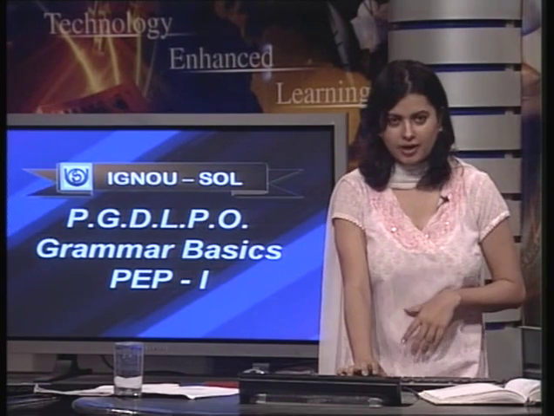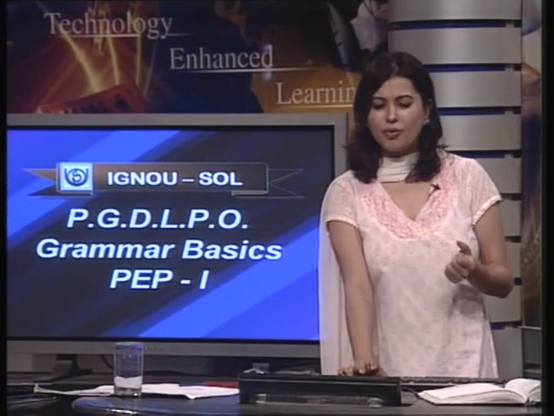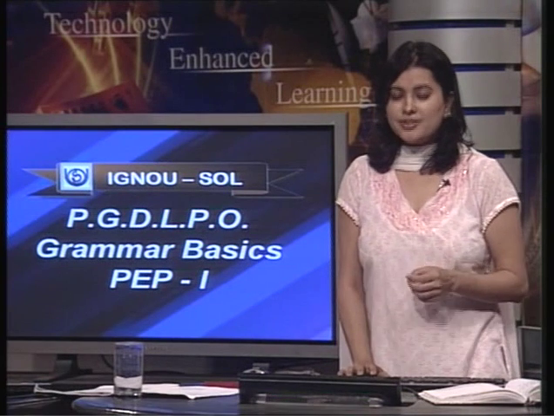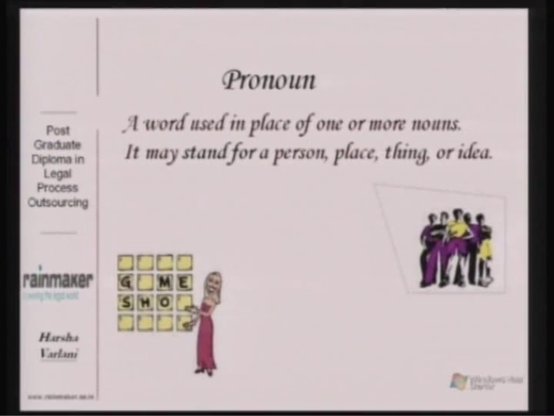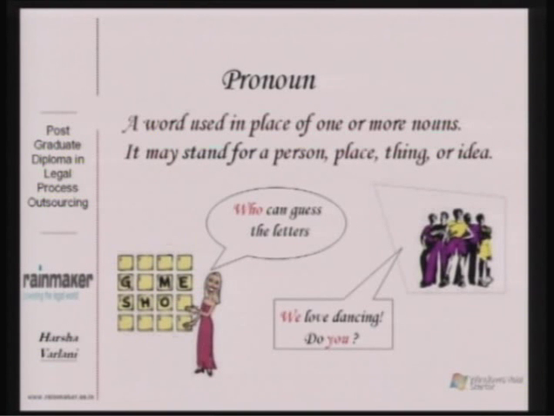When we come to pronouns, what exactly is a pronoun? A word used in place of one or more nouns. It may stand for a person, place, thing or an idea, because we are replacing a noun by a pronoun. That is why it is called a pronoun, replaces a noun. Okay. For example, we love dancing. Do you? Okay. All the words in red are your pronouns.